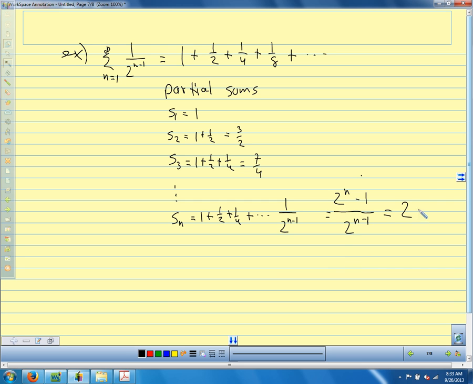And I can rewrite that as 2 minus 1 over 2 to the n minus 1. And as n approaches infinity, what is the limit of this thing? 2. Then the limit equals 2. So that series converges to 2. The sum of the series is 2.